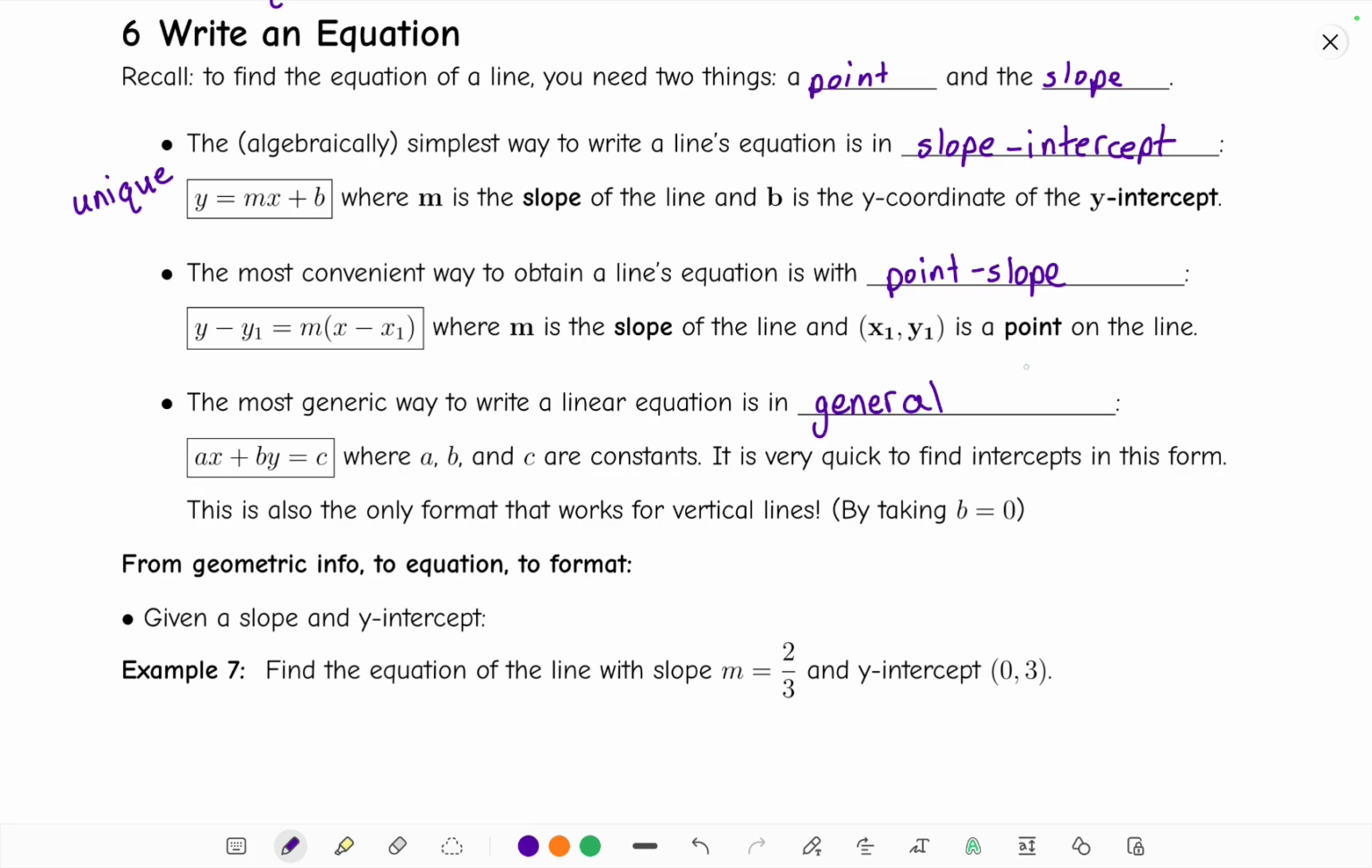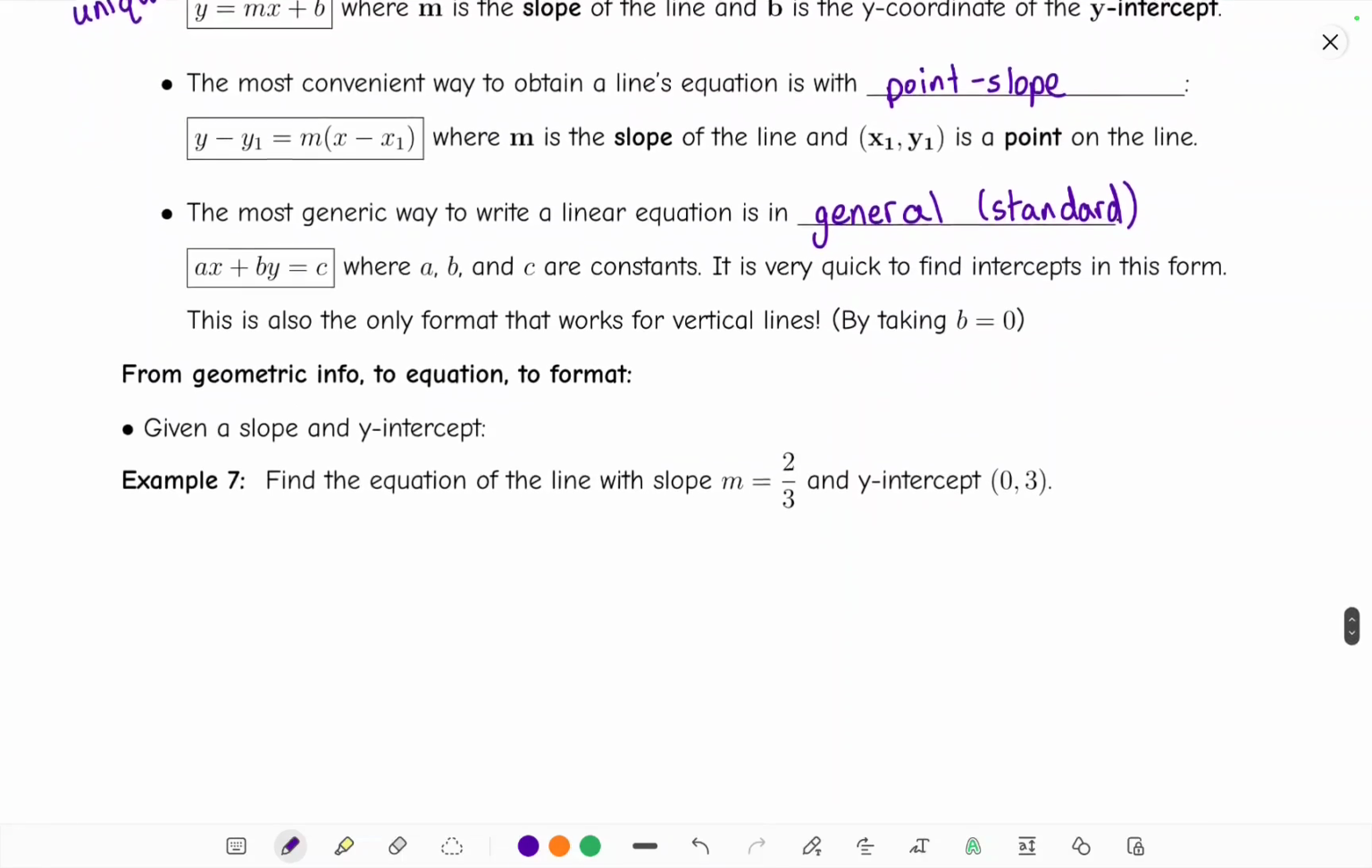And the most generic way to write a linear equation is in general form. Some textbooks call this standard form as well. And that's just ax plus by equals c, where a and b and c are constants. It is very quick to find intercepts in this form. This is the only form that works for vertical lines as well. So that's why it's nice to know this one.